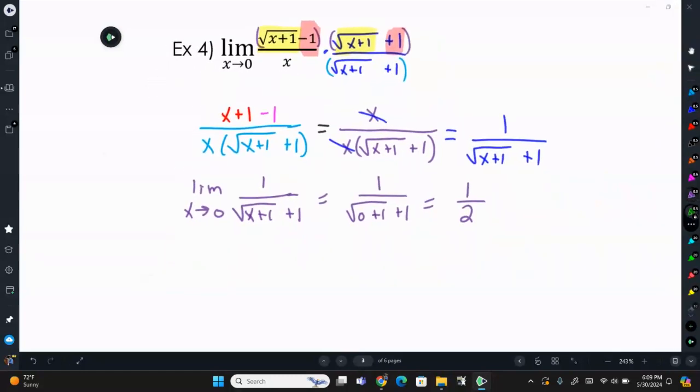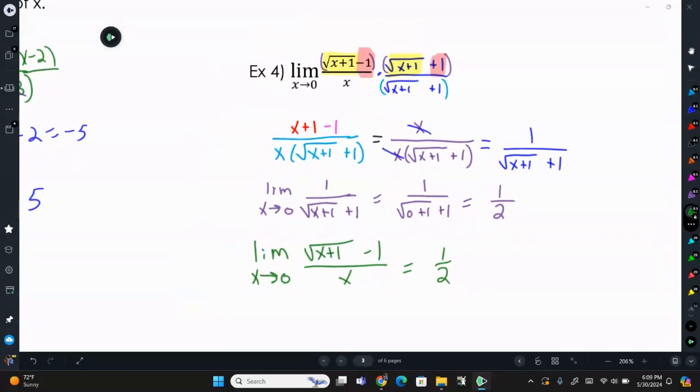So that means the limit of the original function, the limit as x approaches 0 of the square root of x plus 1 minus 1 over x, is equal to positive 1/2. So we call that the rationalizing technique. It is a little more tedious, and there are opportunities for algebra errors, but if you don't have a calculator with you or allowed to use one that can graph, this method is what you would have to do.